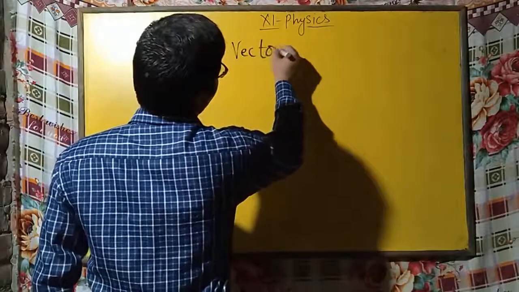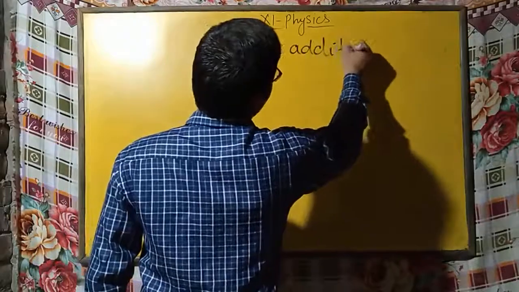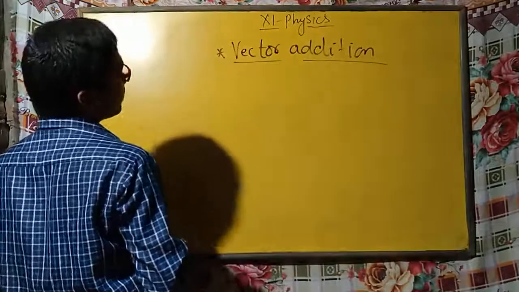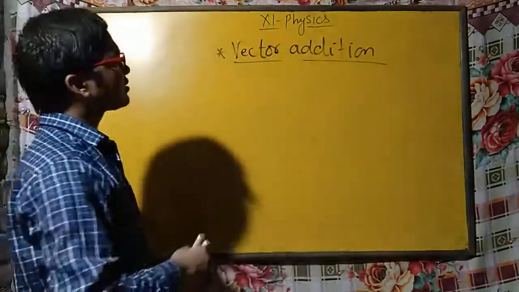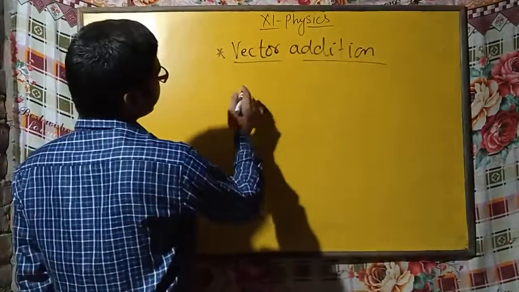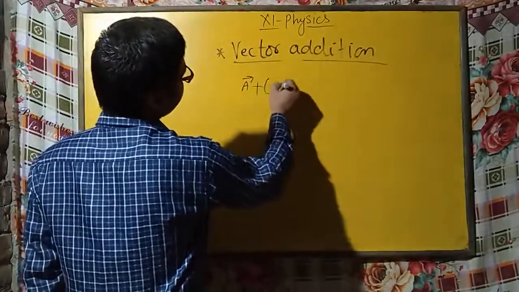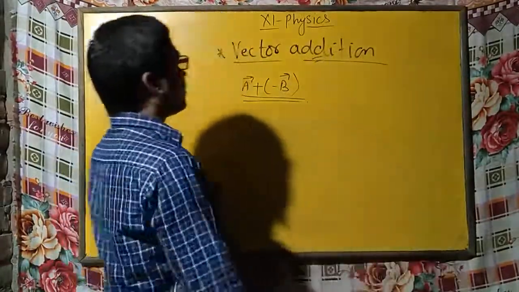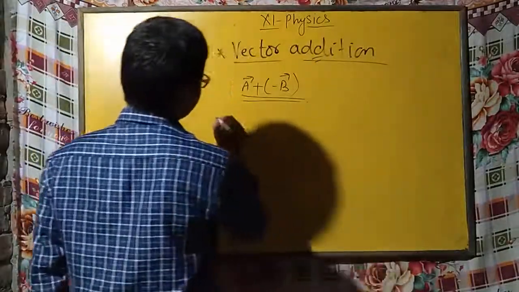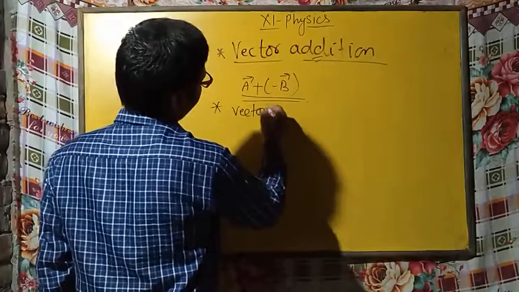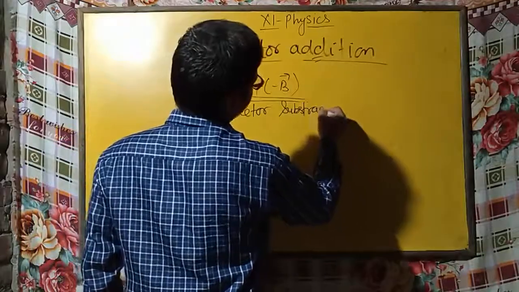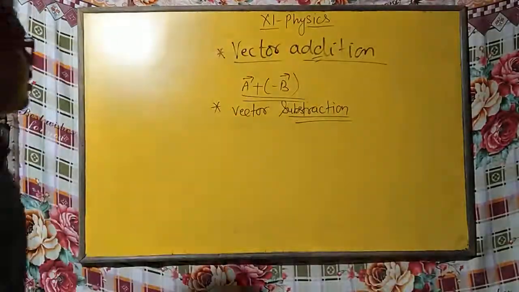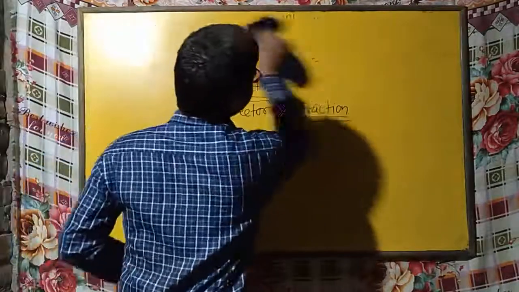Actually we have completed the vector addition topic. Today we are going to study vector subtraction. Actually vector subtraction means vector addition of a vector A with vector minus B. So this is also a type of addition. Okay, or you can say vector subtraction is our topic. Okay, so I am going to erase these things and let's start the topic.